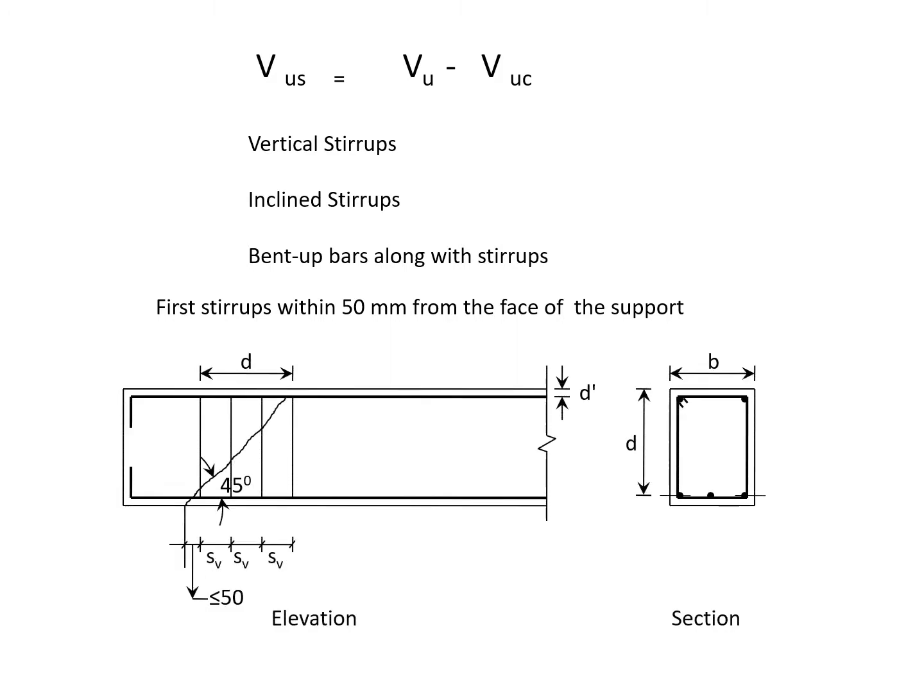Now look at the diagram. The first stirrup starts 50 mm, as you can see from the diagram, from the support. And shear reinforcement, as you know, is in the form of a ring. What you are required to do is find the ring spacing and the diameter. Ring spacing is Sv.